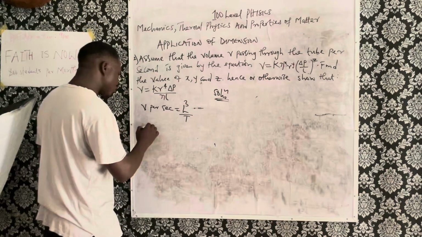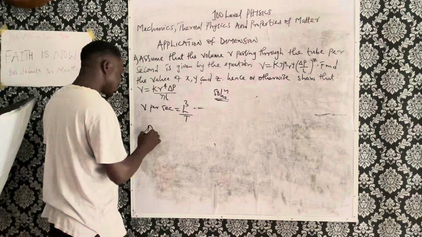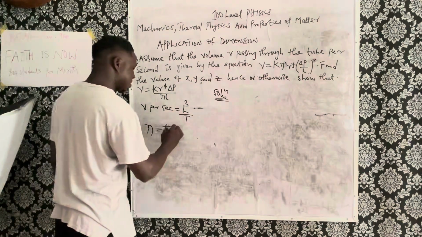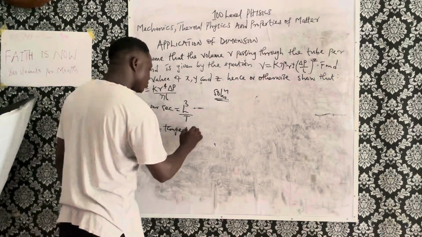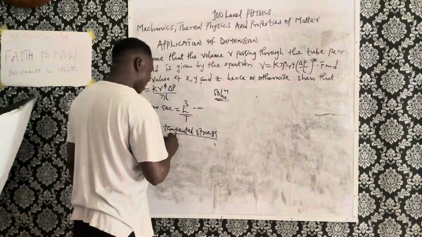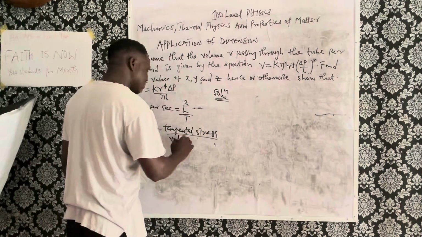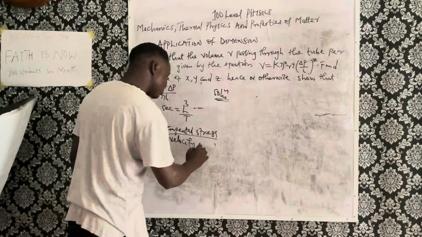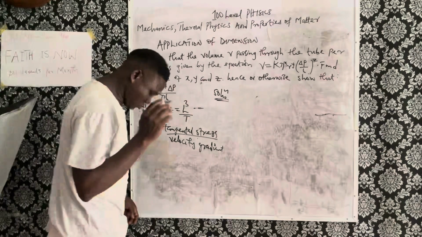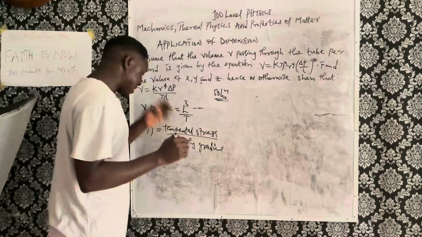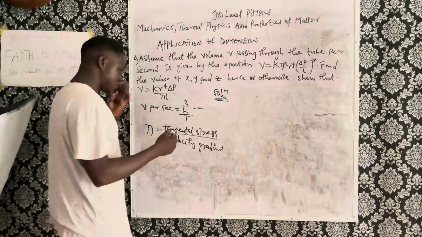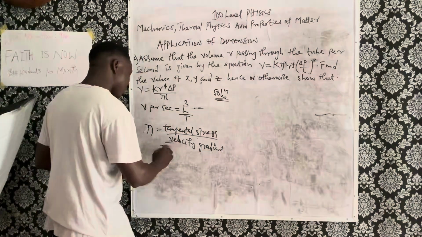Now, this eta is tangential stress over velocity gradient. Okay. Now, what I'm reminding you is that stress is force over area. Okay, so tangential stress is force over area.